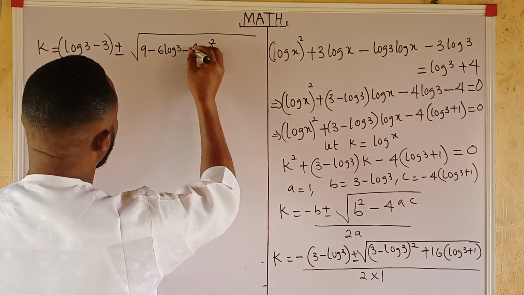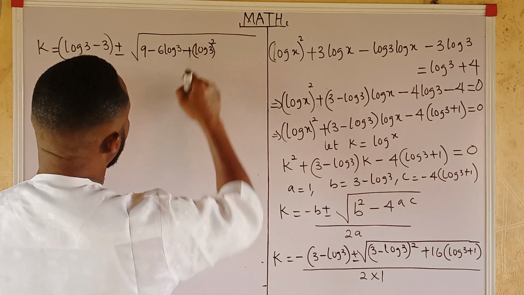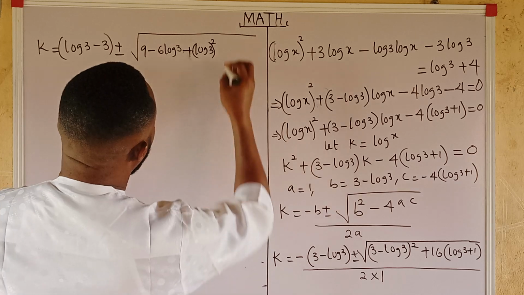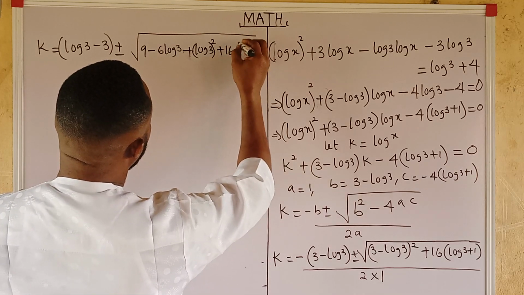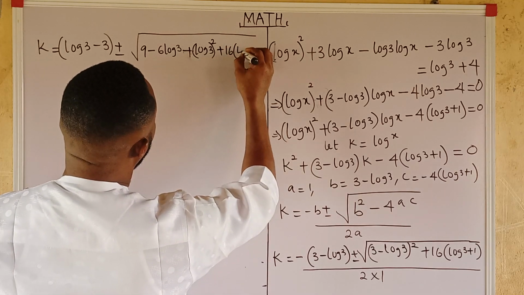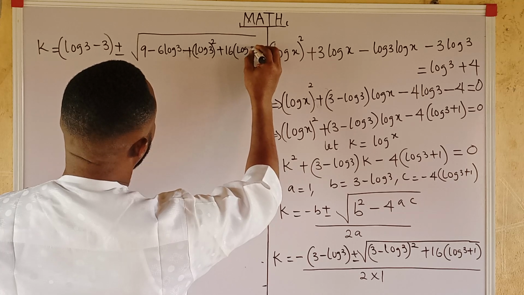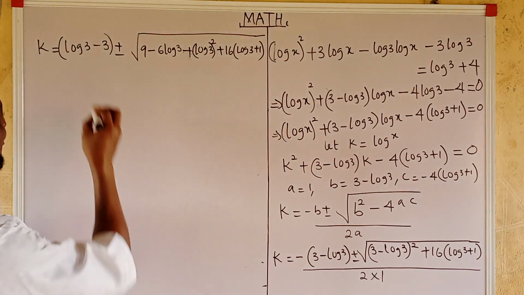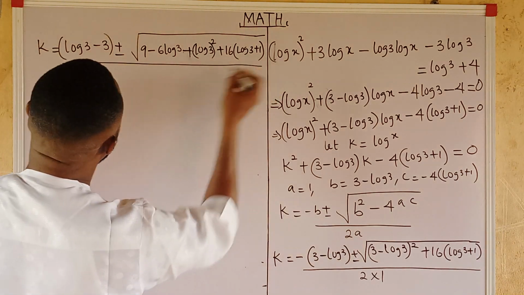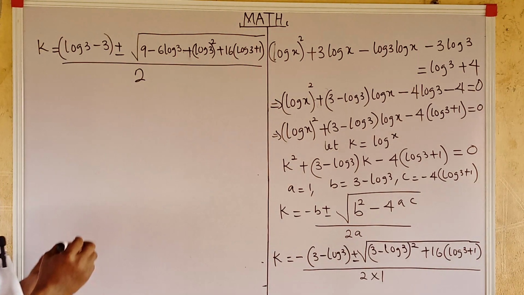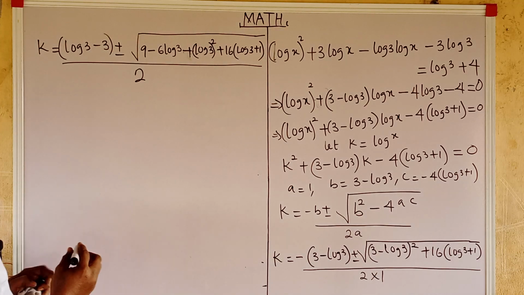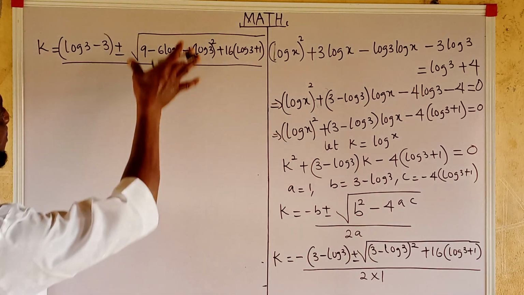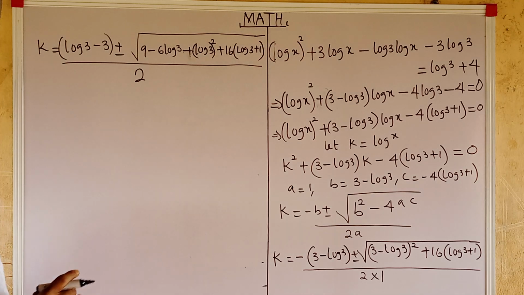Okay, we are trying to manage the space here. Then we have 16 multiplied by (log 3 plus 1), everything divided by 2. The next thing is to clean up the radicands.